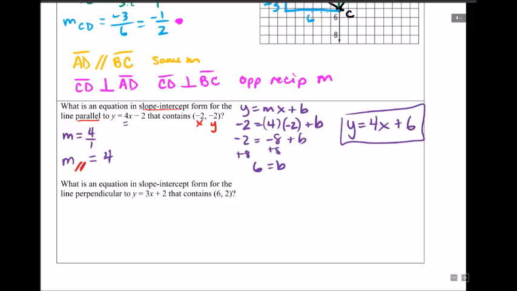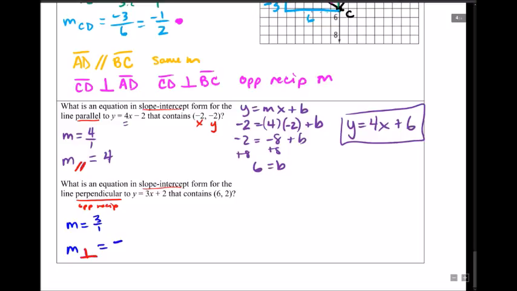What are we given on our next one? We want an equation in slope-intercept form that is perpendicular. Anytime you see the word perpendicular, you should probably write opposite reciprocal. Okay? What is our given slope on this line? We are given that this slope is 3/1. What do we know about our perpendicular slope? Let's put red. Perpendicular slope is opposite reciprocal.